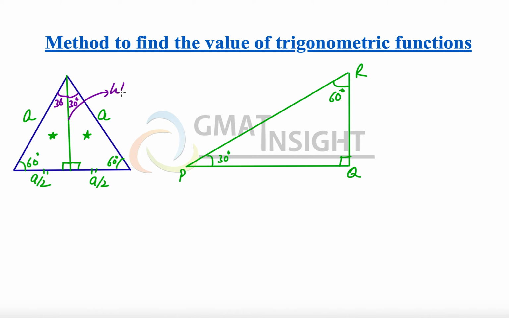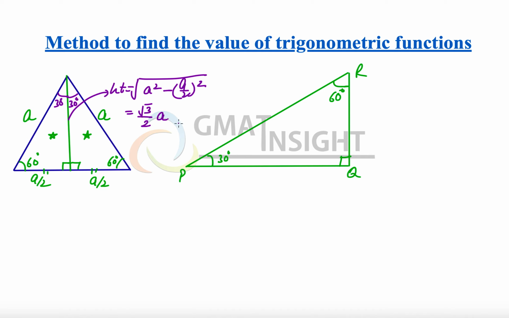Now if we were to calculate the height of this equilateral triangle, we can say the height will be equal to the square root of A squared, which is the hypotenuse squared, minus the base squared, which is (A/2) squared. When we simplify this, it becomes (√3/2) times A.